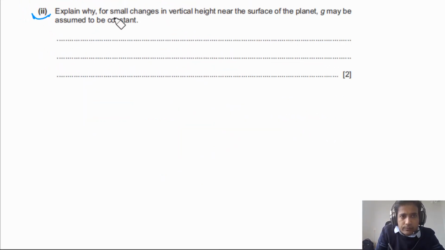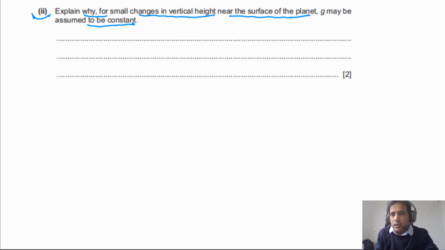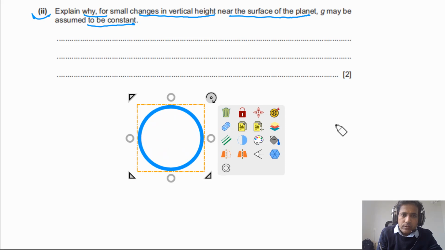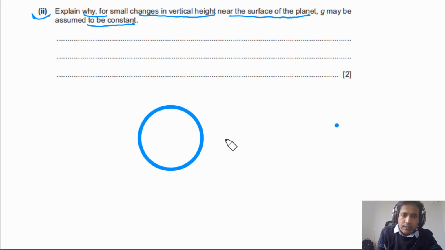For the second part, we need to explain why, for small changes in vertical height near the surface of the planet, g may be assumed to be constant. Again, we will go back to the planet and redraw it. Now let's take a point x here. Its distance from the surface, let's say, is delta h.